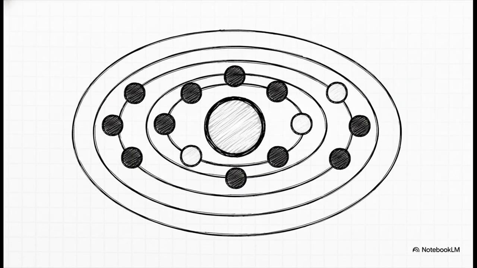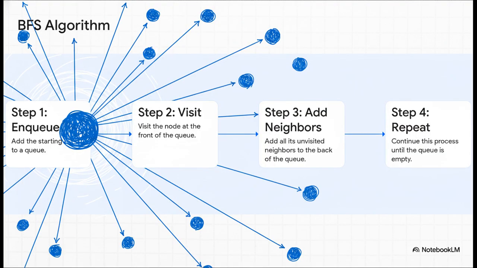Now for our second strategy, Breadth First Search, or BFS. And if DFS is the deep-diving explorer, BFS is its cautious, systematic cousin. Instead of diving deep, this one explores layer by layer, kind of like ripples spreading out from a rock thrown in a pond. And you can see how different the logic is. BFS starts at a node, and then it visits all of its immediate neighbors first. Once it's done that, and only then does it move on to visit their neighbors, and so on. It's a much wider, more methodical search.